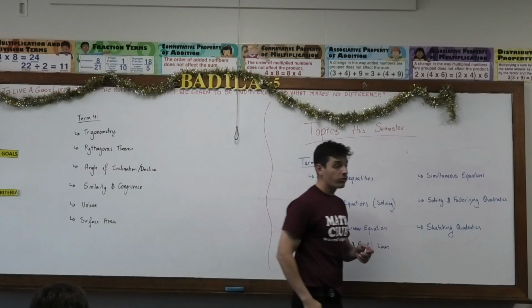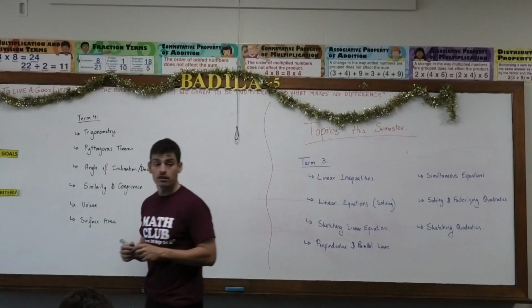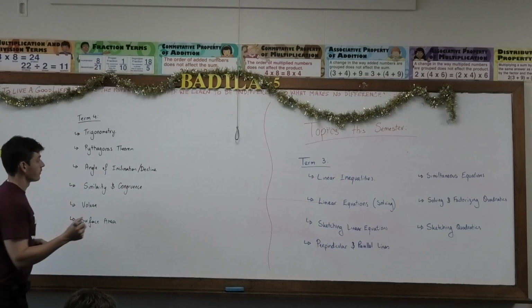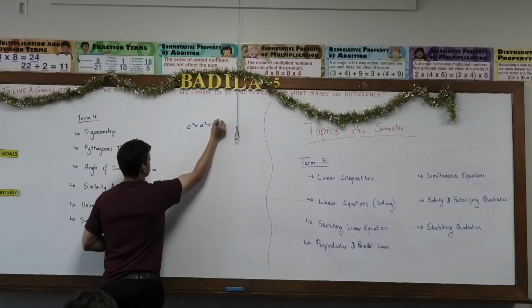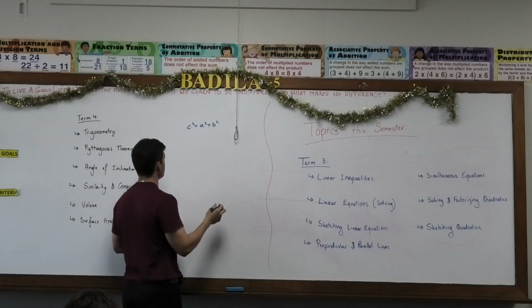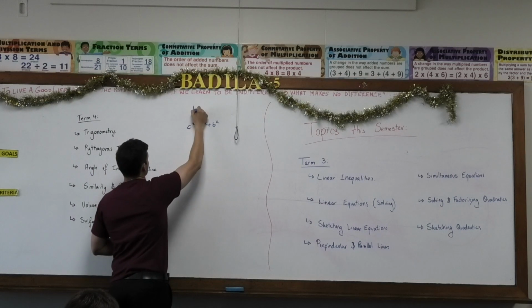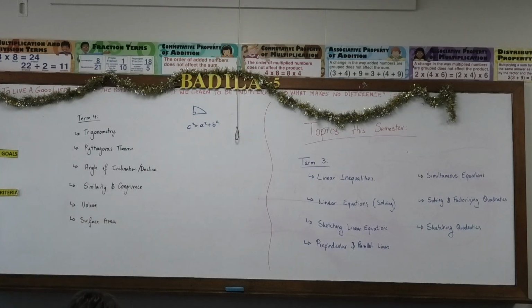Pythagorean trigonometry. What's Pythag? An old Greek dude. What did he say? C squared equals A squared plus B squared. What do we use these for? What type of triangles? Right angle triangles. C squared must always be, or C must always be, the hypotenuse or the longest side.